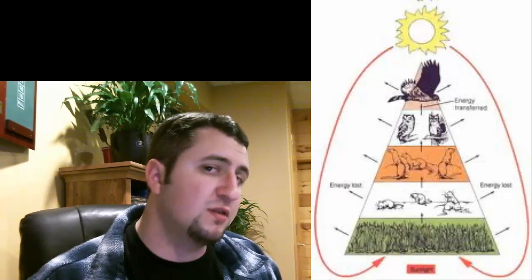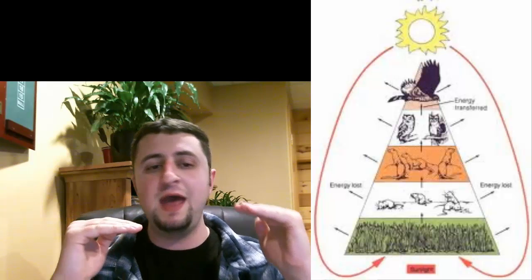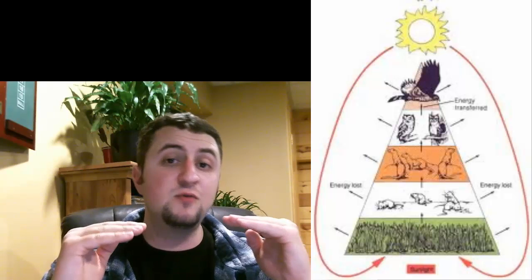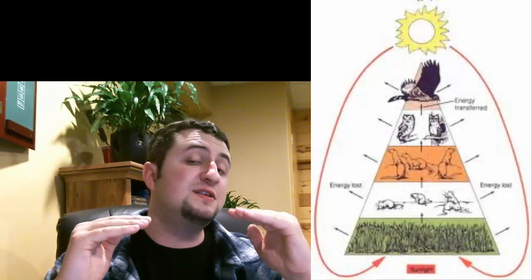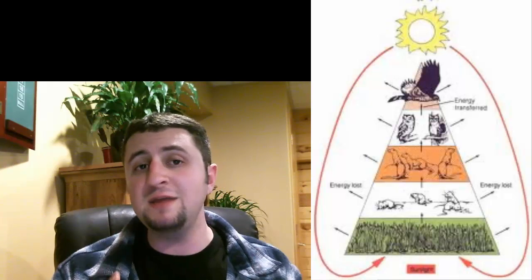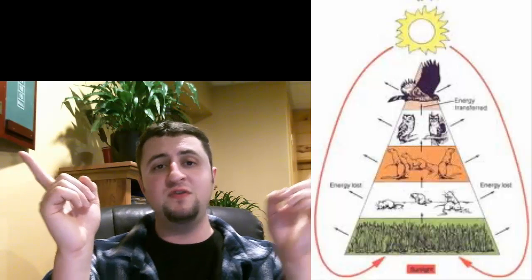And one really important thing to understand here, guys, is that if, say, we have some energy in the first trophic level, and let's say that we have 10 units of energy, only 10% of that energy gets passed to the next level. And so 90% of the energy in each trophic level gets lost in the form of heat.